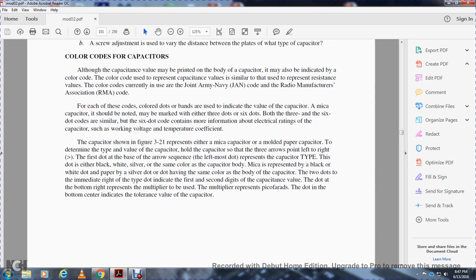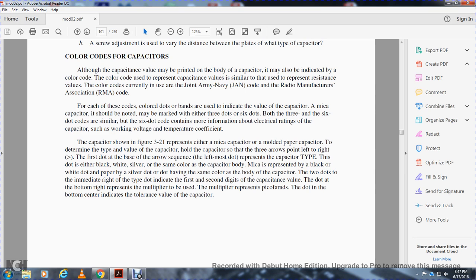All right, the capacitor shown in figure 321 represents the mica capacitor, molded paper circuit. But to determine the type and the value of the capacitor, look at the three arrows pointing left to right, and the greater than symbol. The first dot at the base of the arrow sequence, the left-most dot, represents the capacitor type.